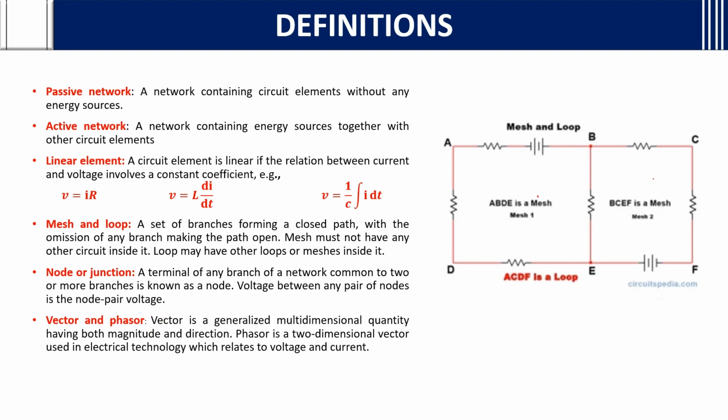These are the important definitions that you should know: what is a resistor, what is a passive network, what is an active network, and what are the different loops, mesh, node. That's it. To analyze the circuit, we use these. These are the basics.